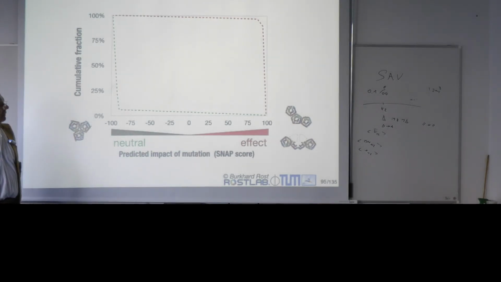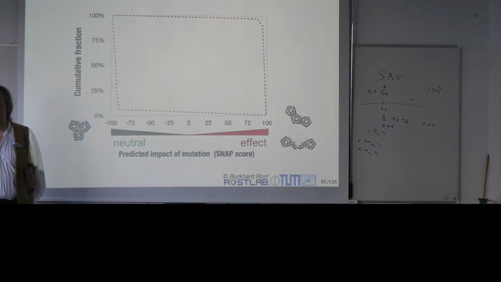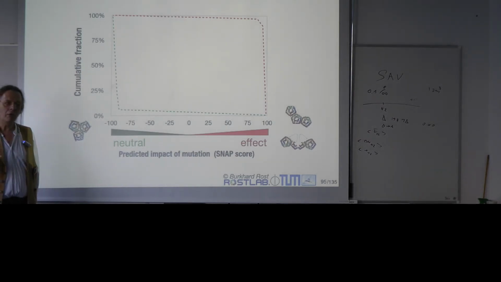Anyway, so getting back, say I had a data set of amino acid changes that I know experimentally have an effect, and I had a method that is very good.